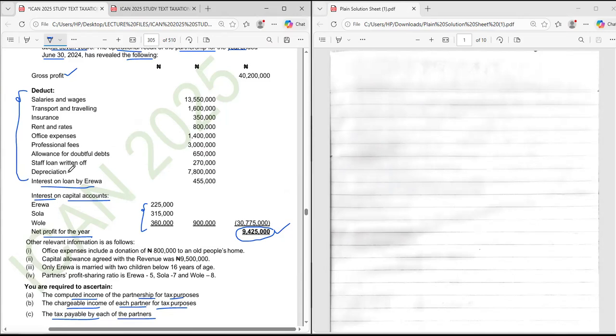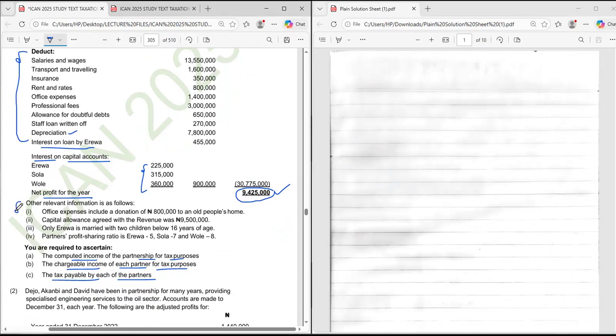The first one is that we know depreciation is disallowed. Even if we are not sure about any other thing, we know that depreciation is disallowed. Depreciation is going to be replaced with capital allowance. Don't forget. But the other information that we have here will give us an insight on what to do.